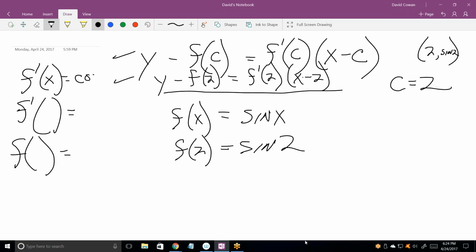Cosine of x. What's f prime of 2? Cosine of 2. Yep, that's all you do. Whenever you have something in the parentheses, whatever it is, whether it's a number or a function, it gets plugged in for x whenever you come across x. Okay. What's f of 2? Sine of 2. Okay. Now give me this formula right there.